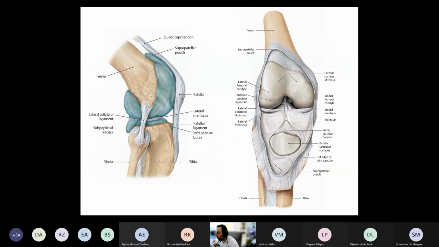The fibrous layer of the capsule will be connected to the patellar ligament in the middle and to the patellar retinaculum, to the medial and lateral sides. In between the fibrous and the synovial layer, you will have a fat pad, which is called the infrapatellar fat pad, and that will produce these folds of the synovial layer. So that's what you can see here.